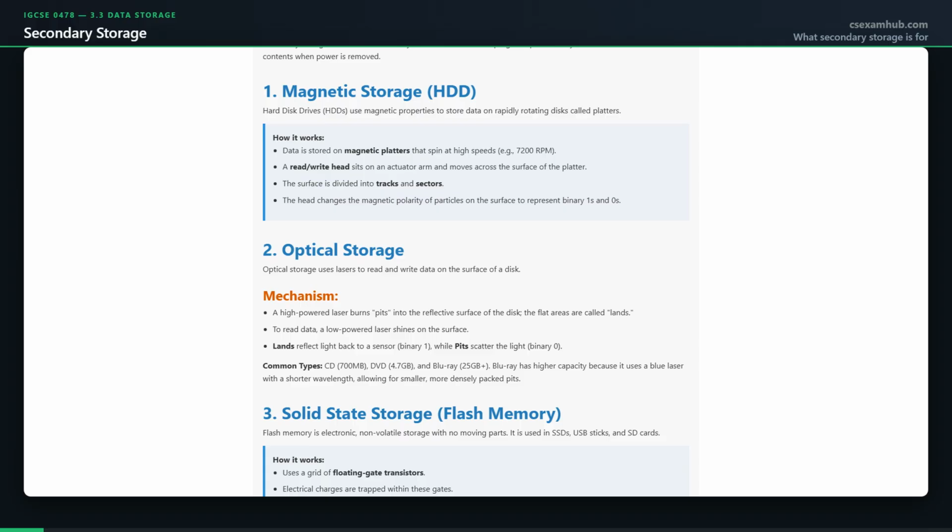And remember the other half of the distinction from the last lesson. The CPU cannot access secondary storage directly. Data has to be copied into RAM before the processor can do anything with it.